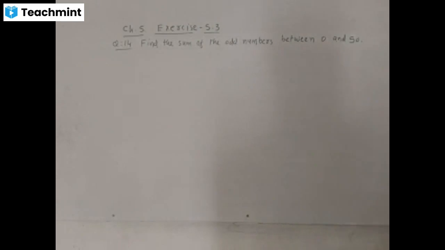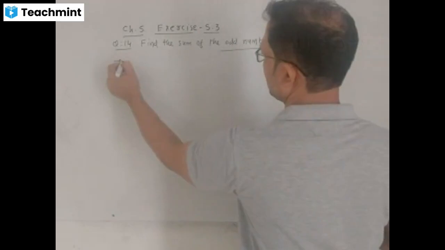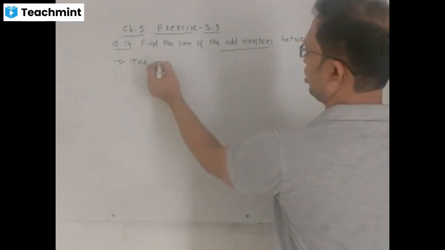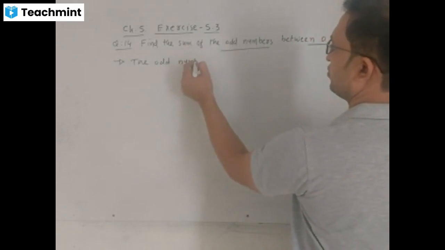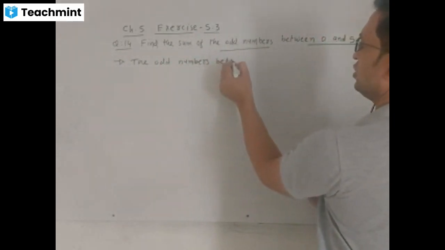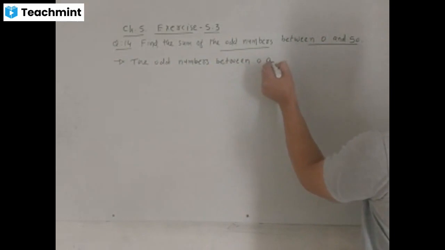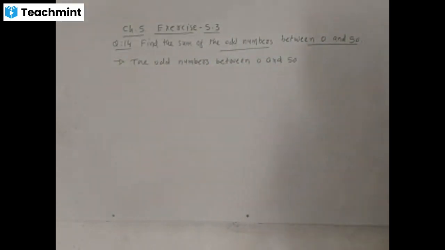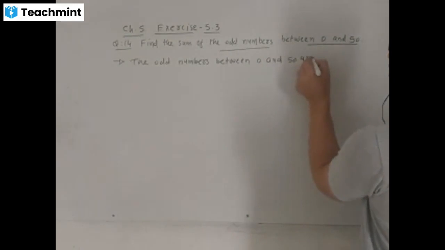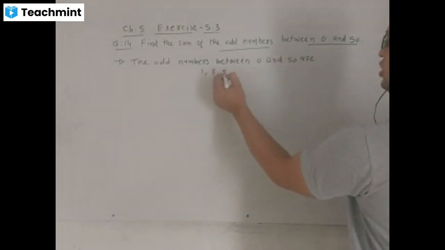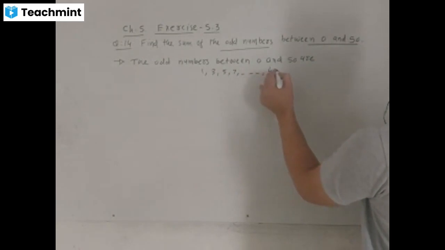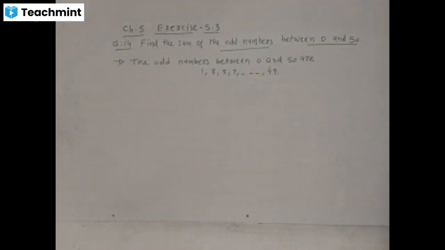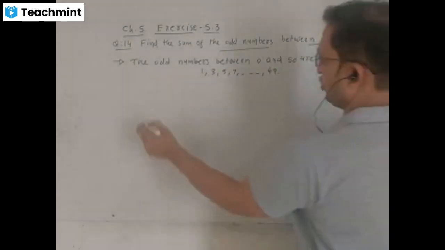Find the sum of odd numbers between 0 to 50. First we find the sequence, the odd numbers between 0 and 50. So 0 and 50 are not included in this sequence. The odd numbers are starting from 1, 3, 5, 7 up to the last number, 49. Therefore, the sequence is 1, 3, 5, 7 up to 49.